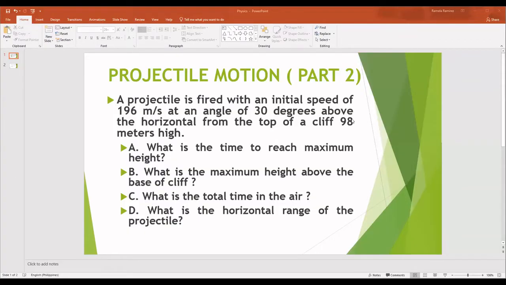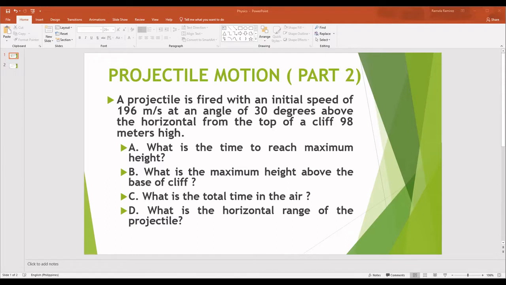According to the problem, we have a projectile fired with an initial speed of 196 meters per second at an angle of 30 degrees above the horizontal from the top of a cliff which is 98 meters high.